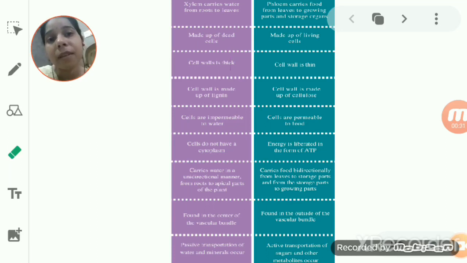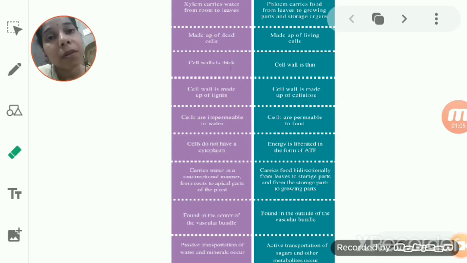Phloem fiber is also present, also known as bast fiber, which is a sclerenchymatous, dead cell. Two other elements responsible for conduction are also present: the sieve tube and the companion cell. The sieve tube and companion cell are present in angiospermic plants, or we can say mainly in angiosperms.